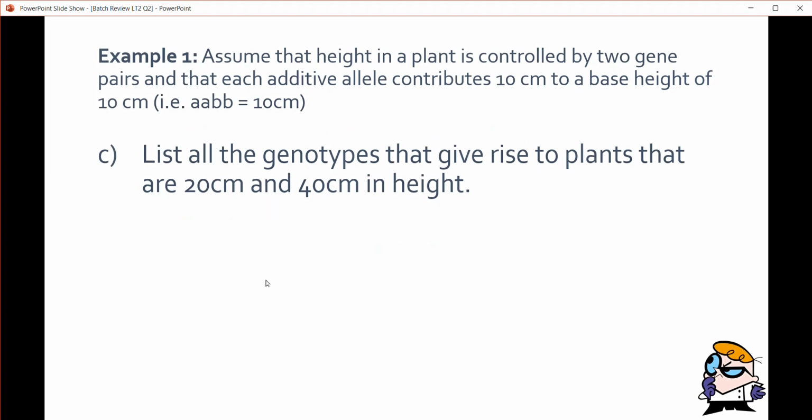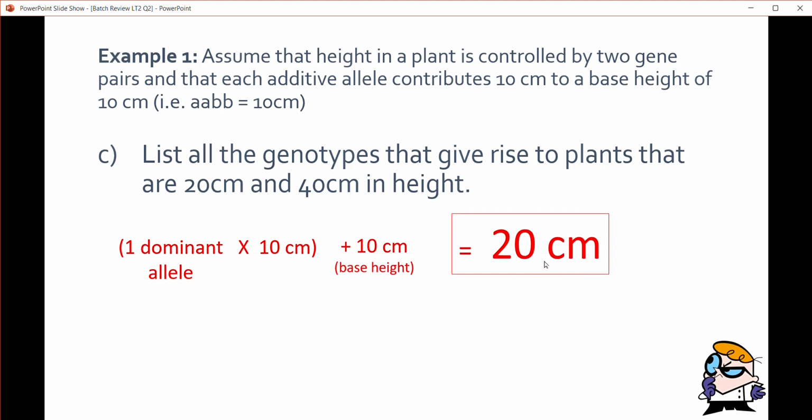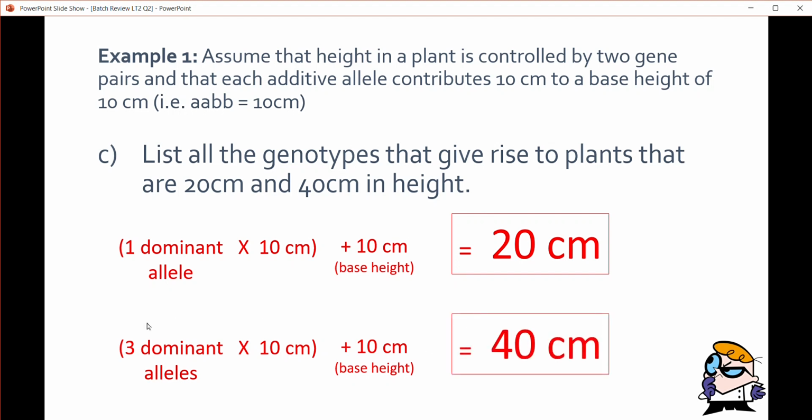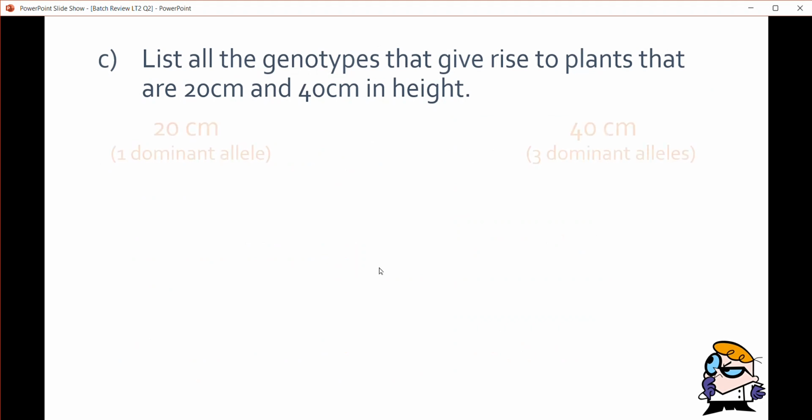So first of all, how do you get the genotypes for 20 centimeters? You have 1 dominant allele times 10 centimeters, and then the base height is 10, so you have 20 centimeters. So the 20 centimeters will have 1 dominant allele. For the 40 centimeters, you have a base height of 10, so you have 30 remaining. So you have 3 dominant alleles multiplied by 10, plus that base, you have 40 centimeters. So for the 40 centimeters, you have 3 dominant alleles. And that will lead us to these particular genotypes. You have 1 dominant allele, big A here and all recessive, big B here and all recessive. Those are the only genotypes for 20 centimeters.